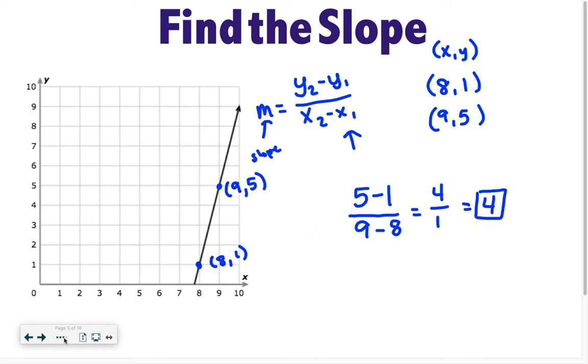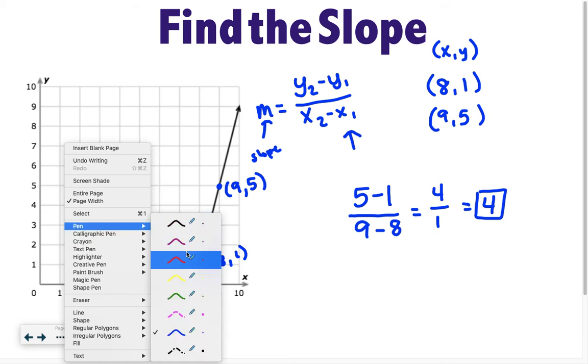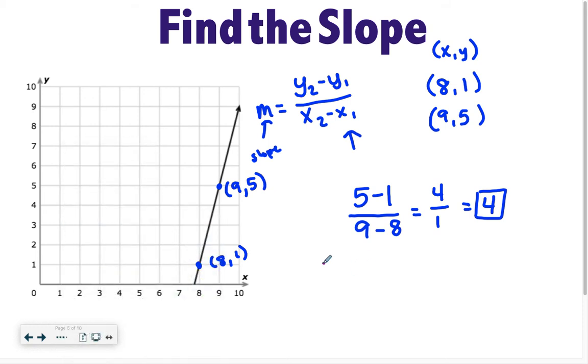Now, some of you are probably wondering, what if I had started the other way? What if I had done 1 minus 5 over, then I would have to start with the 8 minus 9. Well, let's see what happens. 1 minus 5 is negative 4. 8 minus 9 is negative 1. 4 divided by 1 is 4. And a negative divided by a negative is positive. So you can see both of them end up at a positive 4 for the slope.